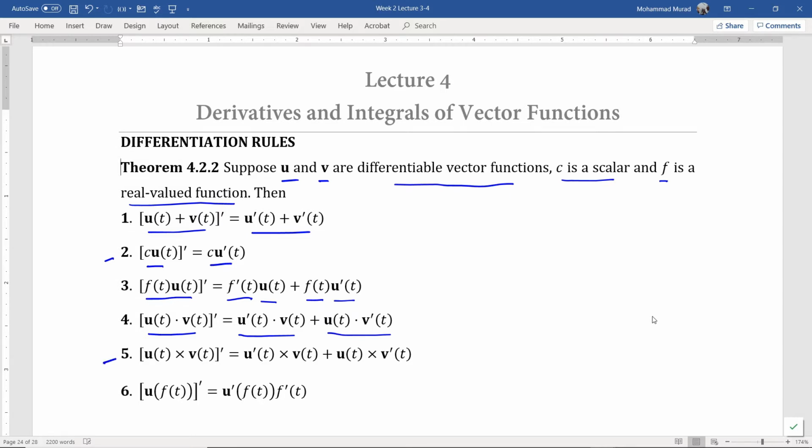5. The derivative of u of t cross v of t is equal to u prime of t cross v of t plus u of t cross v prime of t. And 6, the derivative of the vector function u of the scalar function f equals u prime of f of t times f prime of t. This rule is called the chain rule, applied to a vector function of a scalar function.